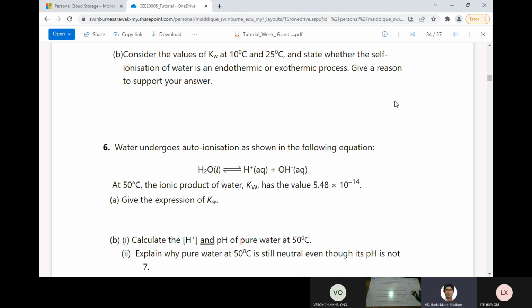And we know that at 10 degrees, the water is less dissociated than it is supposed to be at 50 degrees, at 100 degrees or anything. So that is why it is said that it is an endothermic process, right?